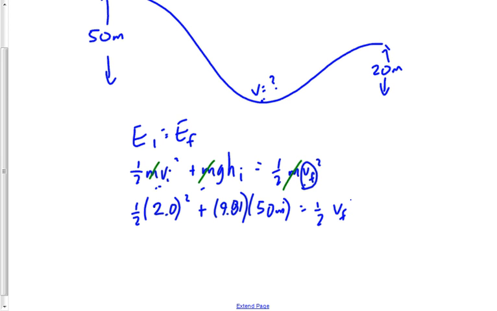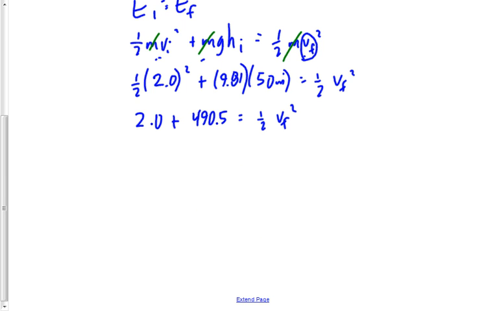Okay, let's get the numbers on the left-hand side. A half of 2 squared is 2. 9.81 times 50 is 490.5. 2 plus 490.5 is 492.5.